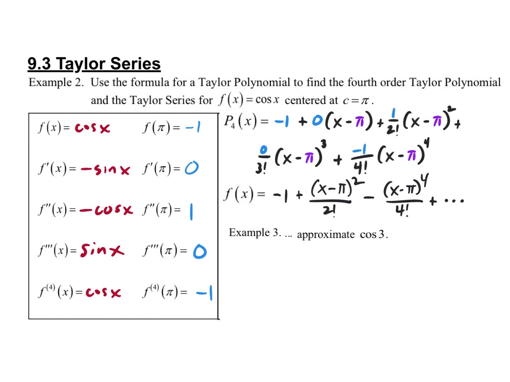Perfect situation. Tapping, it's not working. There we go. F of x minus pi is really what we have here. And so what we're going to do here is we're just going to plug 3 in for x. Okay? 3 in for x.